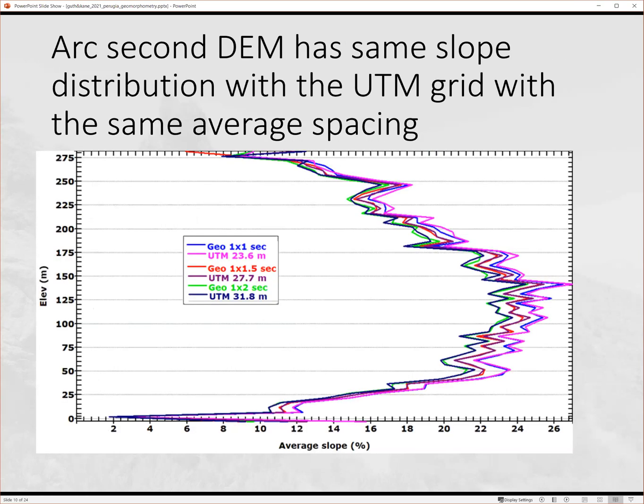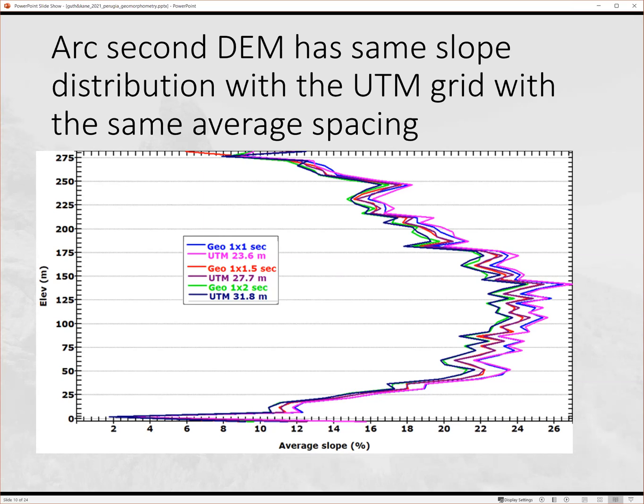If we look at the arcsecond DEM and compare it to the UTM grid with the same average spacing, there's actually 3 pairs of lines. So the 1 by 1 second is equivalent to a 23.6 meter UTM, and then conversely, the 1 by 2 is the 31.8. So we really are getting the same slope statistics.